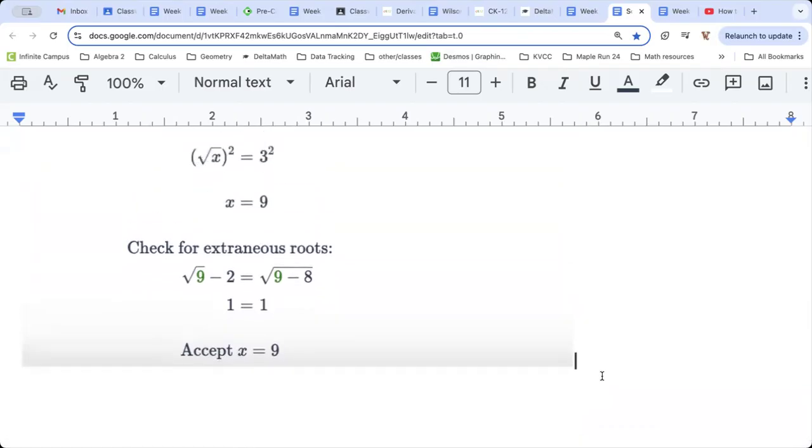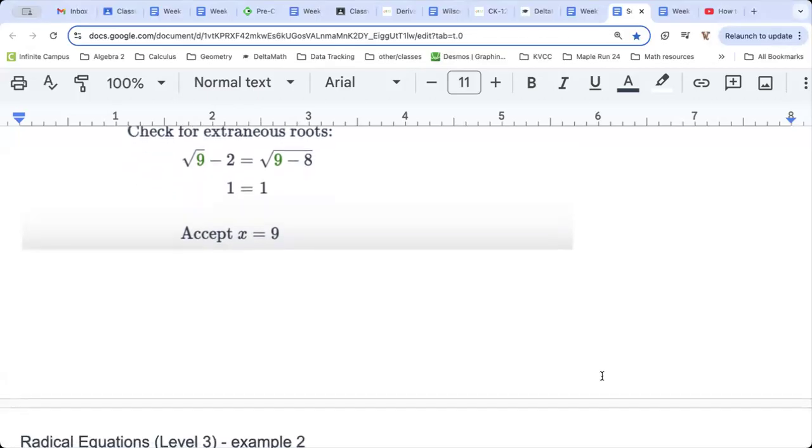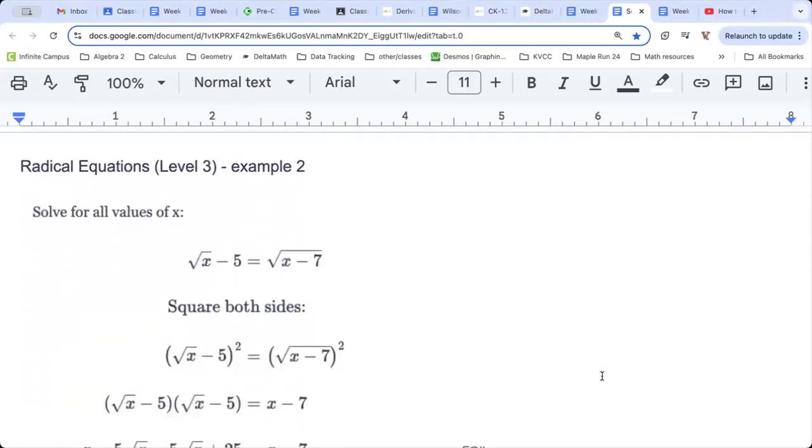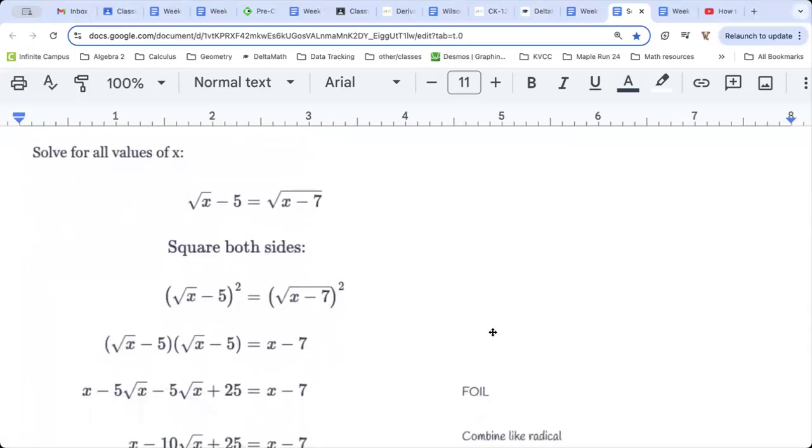Okay, so we will do more examples to reinforce the process as to why we do what we do at each step. Okay, we'll do a very similar problem. And as you can see, next problem, we have a square root on one side minus a number, and we have an even more complex square root on the other side.